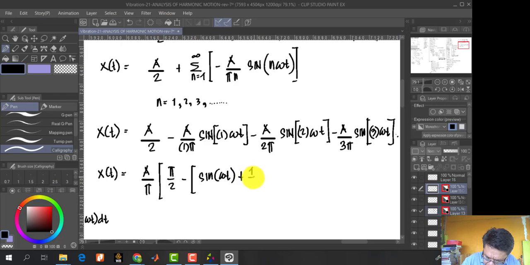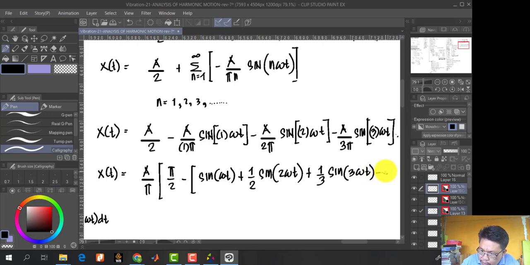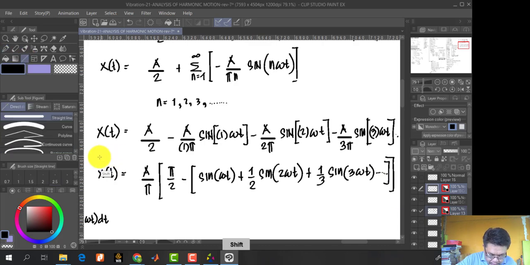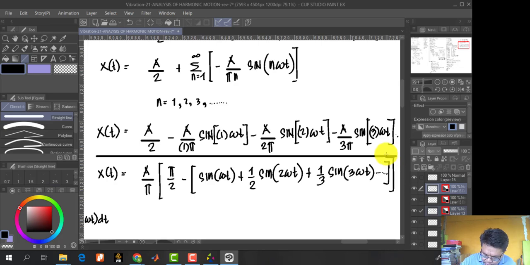Then plus, since I factored already yung negative doon, this is equal to 1/2. No? And that will be sine of 2 angular velocity times time. And this is plus 1/3, that will be sine of 3 angular velocity times time. And so on, okay, through infinity. So close parenthesis and then close parenthesis. So this is now the solution of my equation for the motion.